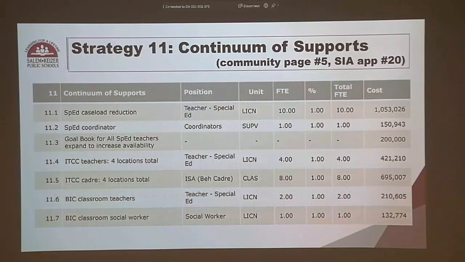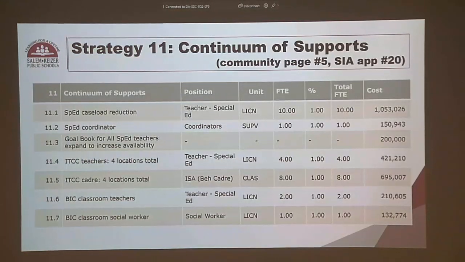So here are our suggestions and the dollars. For our SPED teachers, we'd hire 10 new SPED teachers for about $1 million. We'd hire a SPED coordinator to work side by side with them, so again, it's about $150,000. Offering Goalbook, which is an extension of the software that we spoke about, is $200,000.